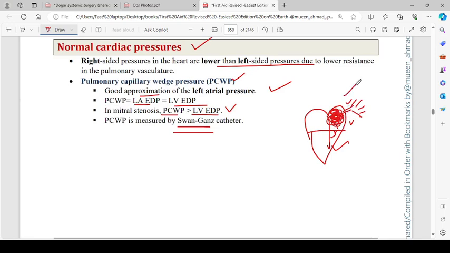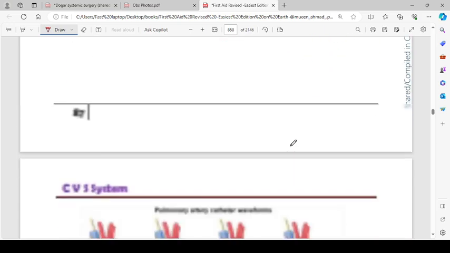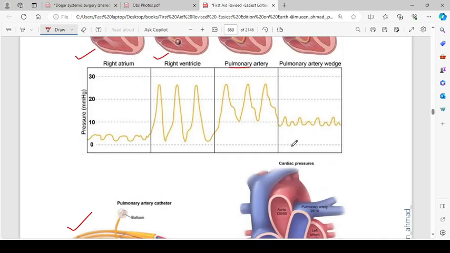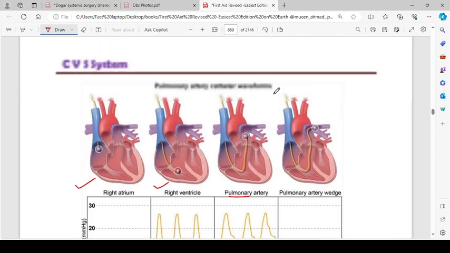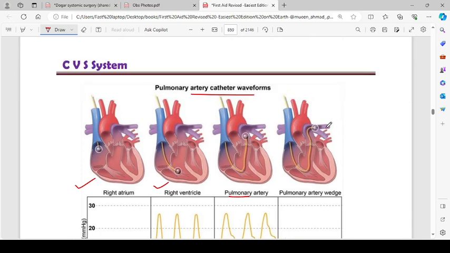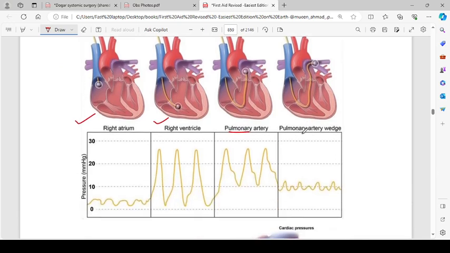The pressure in the pulmonary vein is similar to that of the left atrium, and the end diastolic pressure in the left atrium is equal to the end diastolic pressure of the left ventricle. Then we enter the pulmonary arteries, and from the pulmonary arteries we go to the pulmonary capillaries and wedge there. So the pressure in the pulmonary capillaries is noted like this. In the right atrium, the pressure is about 5 millimeters of mercury. In the right ventricle, the pressure goes to a maximum of 25 millimeters of mercury, and a minimum of 5. In the right atrium, the pressure is between 0 and 5 millimeters of mercury.